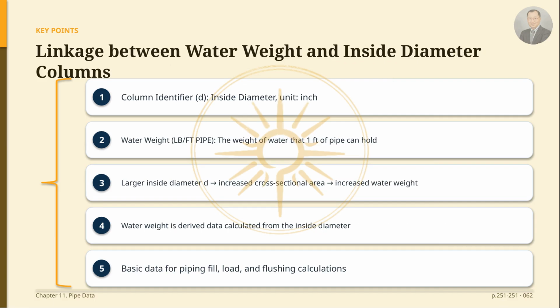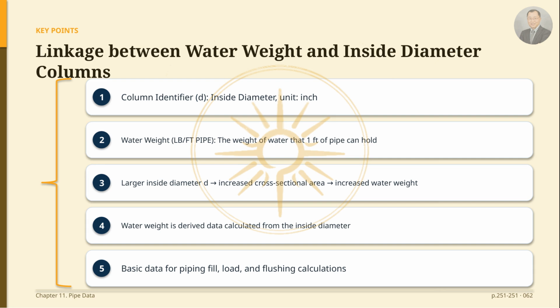Here, I will introduce the relationship between the water weight column and the inner diameter column of the pipe table. The D in the table header, as before, represents the inner diameter of the pipe in inches. Water weight, or the weight of water per unit length, is the value expressed in pounds per foot for the weight of water that can completely fill 1 foot of pipe.